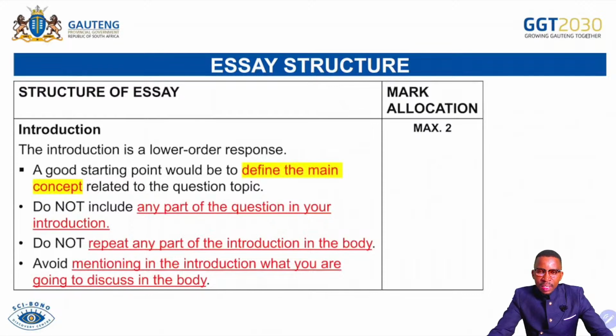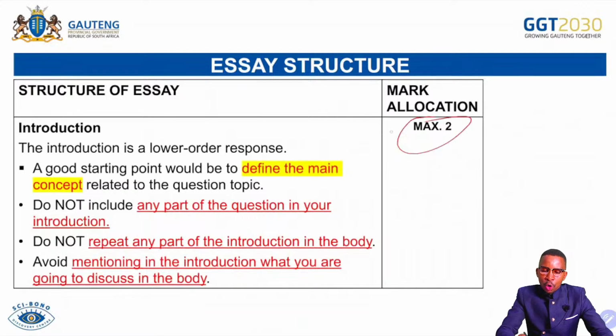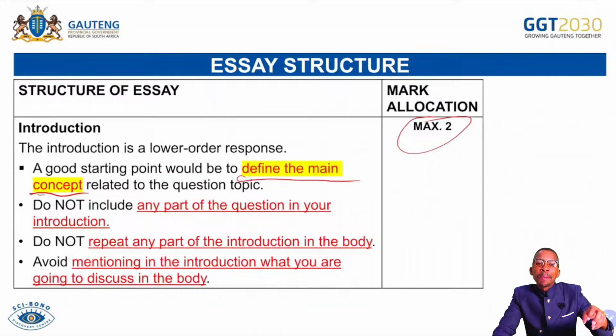So here we have an essay structure. I'm doing this because the first thing that appears is demand and supply reasons for foreign trade as an assessment. Remember, in your essay, you have an introduction, which is 2 marks. What is important in there? You must define the main concept so that you get those 2 marks. Do not include any part of the question in your introduction, meaning do not take the question statement and use it as an introduction. You won't get any mark for that. Just define the relevant concept.